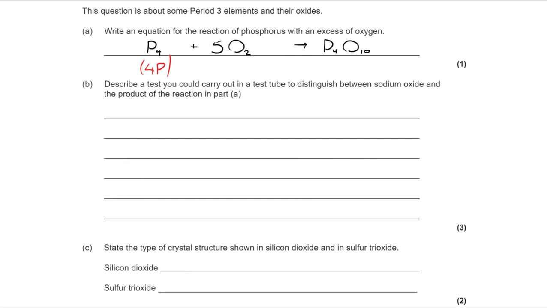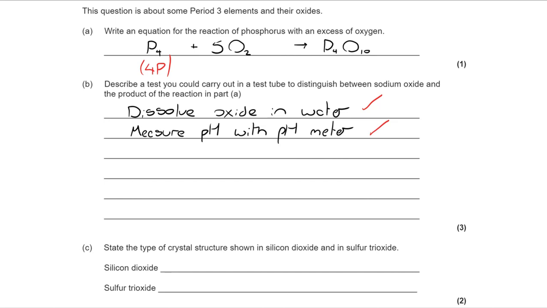Moving on to part B, a test you could carry out in a test tube to distinguish between sodium oxide and the product in part A. So not outlining very clearly what you need, you've got to do a little bit of thinking here to apply your wider knowledge. The first thing you're going to do is dissolve them in water. And once you've done that, you can measure with a pH meter. You could give a named indicator if you wanted to. You'd need to know the right colours for the right places.